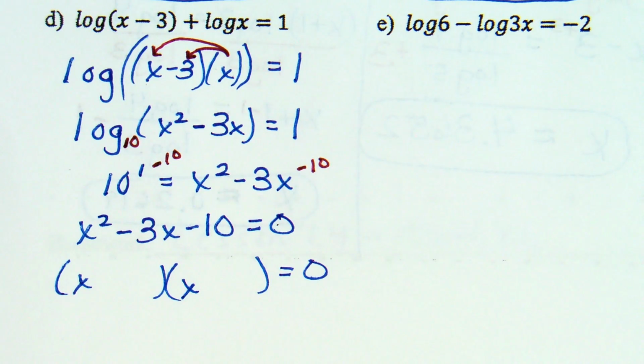Okay, you're not going to see the logs, gentlemen. You're not going to see the logs. But x squared minus 3x minus 10 equals 0, being able to factor and solve that, that's very much ISTEP material there.